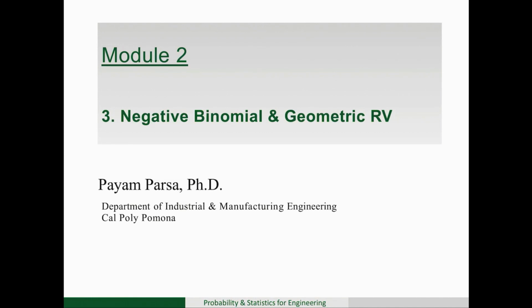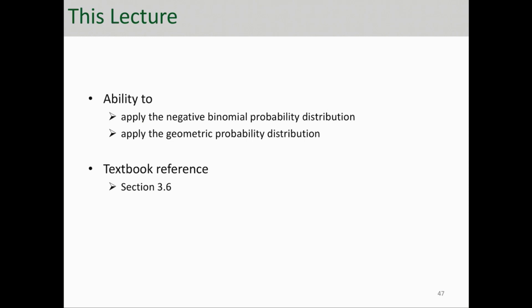Hello everyone and welcome to this lecture. We're going to talk about negative binomial and geometric random variable here. We will learn how to apply these probability distributions, negative binomial and geometric, and textbook reference for learning more about these two is section 3.6.